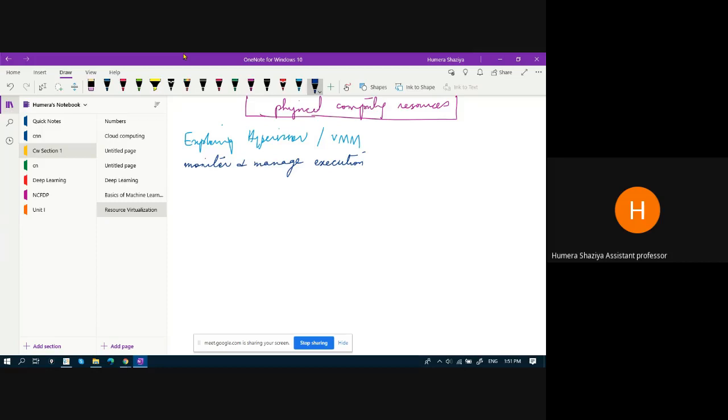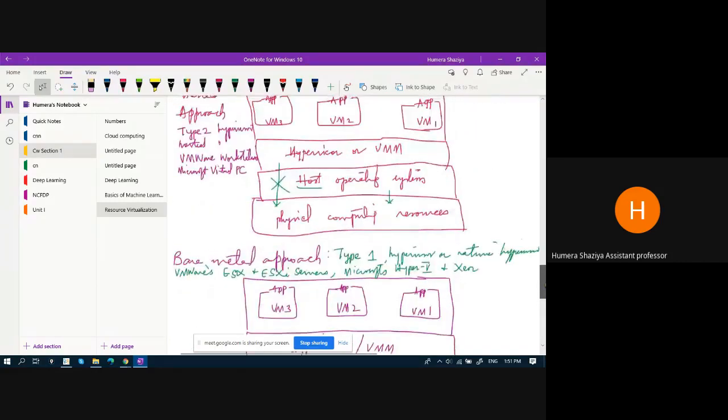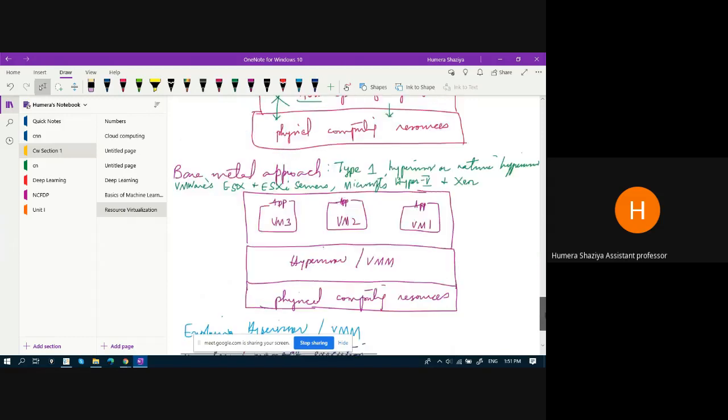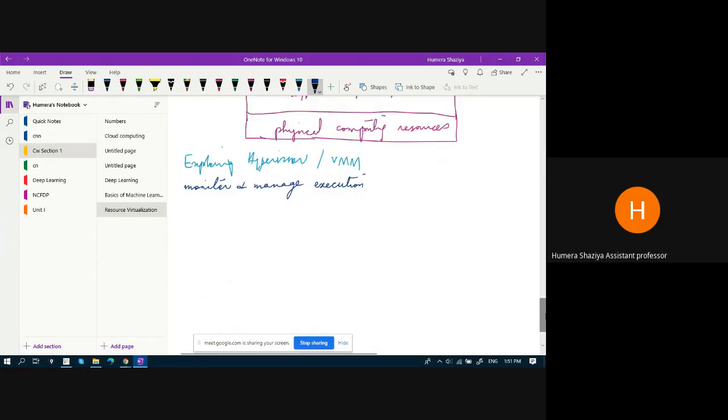Here, please observe, because we have a host operating system, this hypervisor can work on multiple physical computing resources. Whereas here it is direct, so it can execute only on a single kind of physical environment.